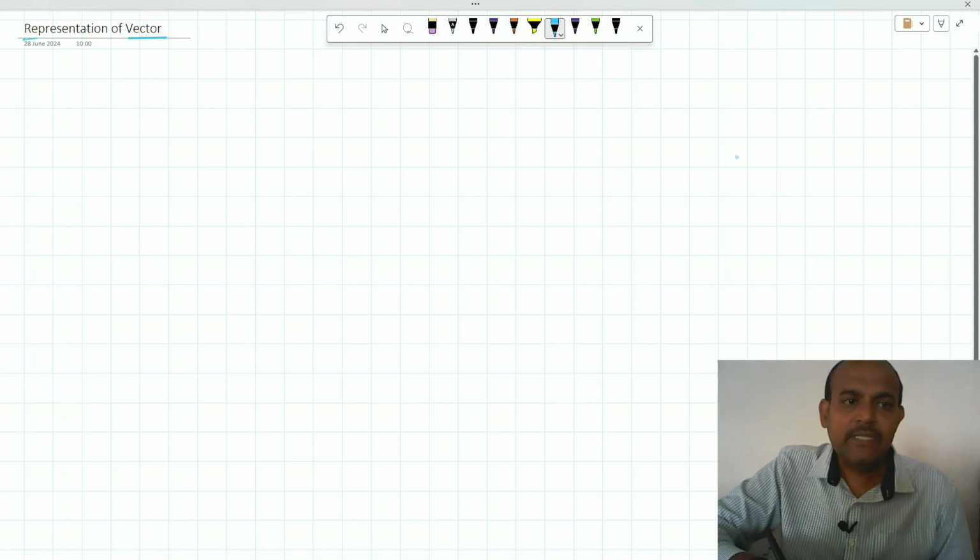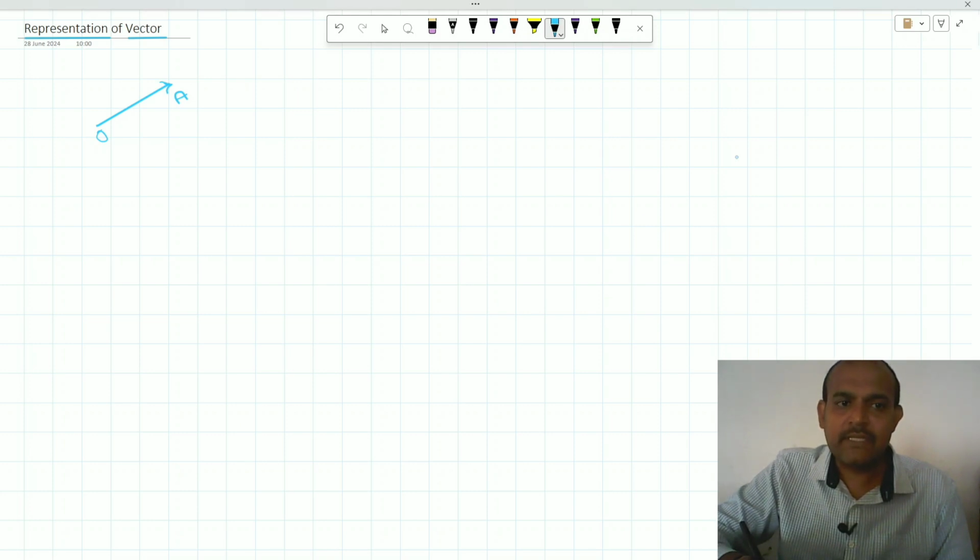Till now we have studied what a vector and a vector field are. Now we will see how these vectors can be represented. For example, you have a point O. Suppose from this point O we have another point, let me say A. And from O to A the direction will be like this. So this is a vector because it has a direction and also some distance, that means a magnitude. This can be represented as vector OA, starting from O and ending at A.